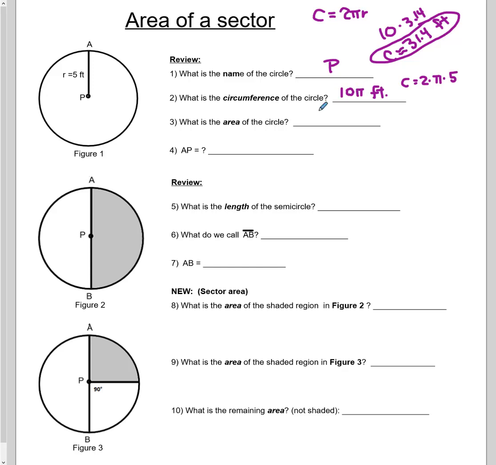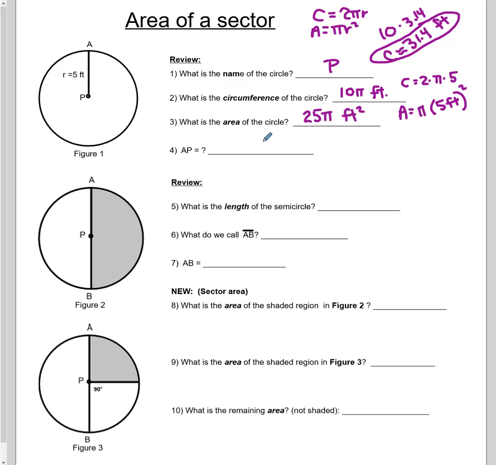10 pi. All right, what is the area of the circle? Well, if you remember the area formula, area equals pi r squared. Pi times r times itself, times r again. So what's the area of the circle? Pi times 5 feet squared. So it's 25 pi, and then the feet is also squared, so it's 25 pi feet squared.